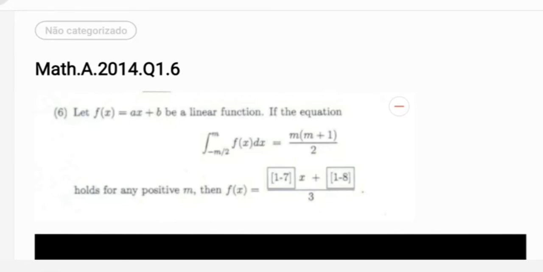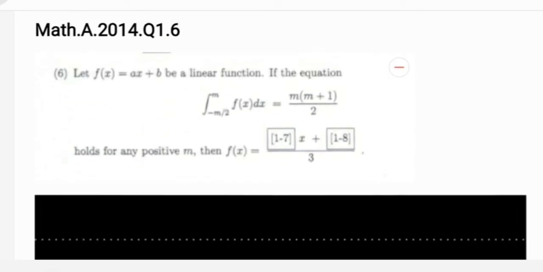Let's solve MEXT Math A 2014 question 1.6. Okay, an integral question. I'll be honest, I was used to the calculus question being the second question, sometimes a derivative in the third, but in the first question it's a bit weird for me.